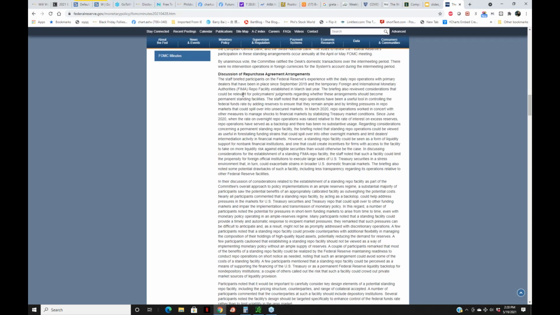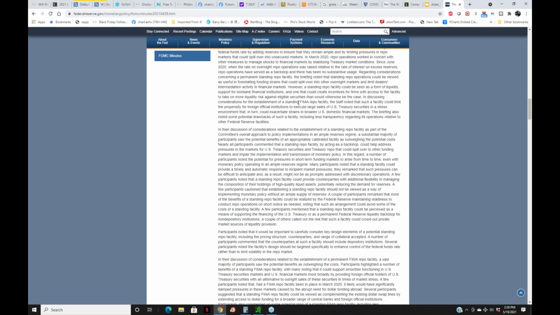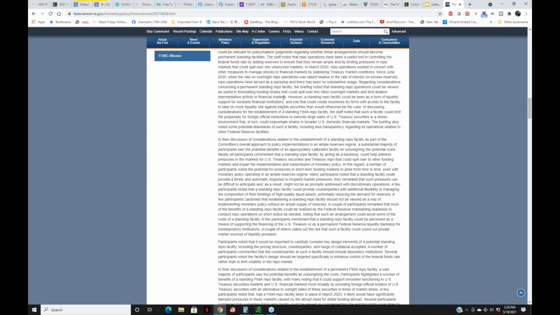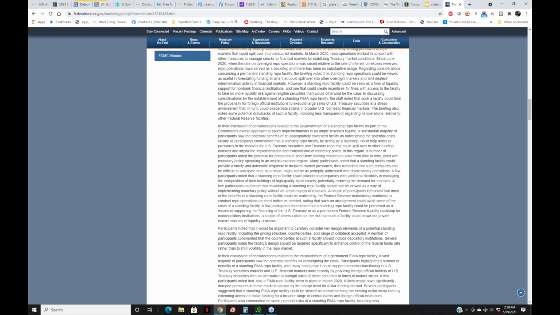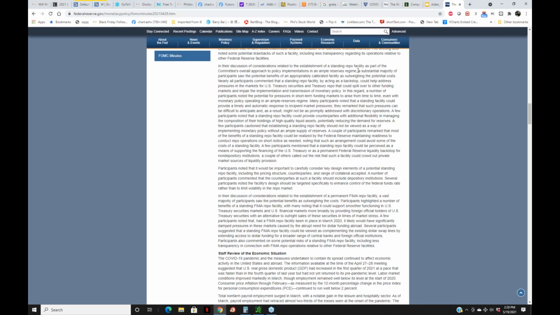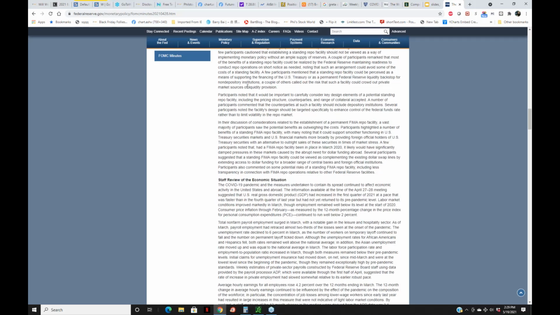Discussion of repo agreements. Repo operations have been a useful tool. Repo operations work together, blah, blah, blah. And the discussion, consideration, establishment, repo facility. Potential benefit of appropriately calibrated policy. As a result, promptly address issues. A few in the system noted a standing repo could provide counterparties. Oh my God, yarn. Standing repo perceived. Participants noted it would be important to carefully consider key design elements.